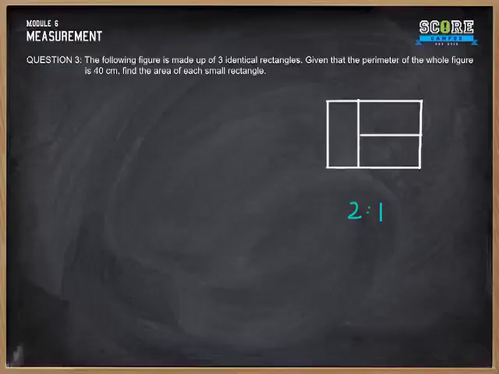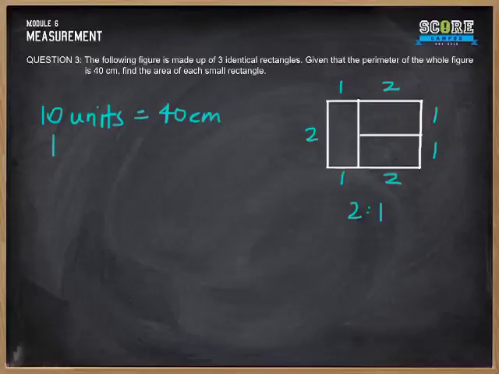So let's write down the units around the rectangle, shall we? 2 units, 1 unit, 2 units. Do you see the relationship? 1 unit, 1 unit, 2 units, 1 unit. Now when you add up all the units, they give you 40 cm, which is the perimeter. So when we add up all the units, what do we get? 1 plus 2, 3 plus 1, 5, 10 units. 10 units equals 40 centimeters. Therefore, 1 unit is equal to 40 divided by 10, which is 4 cm.